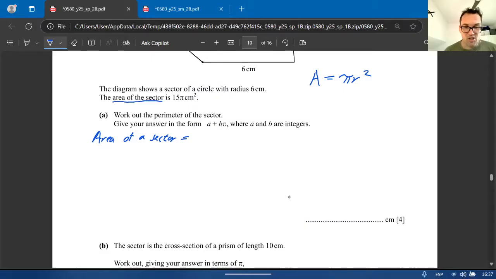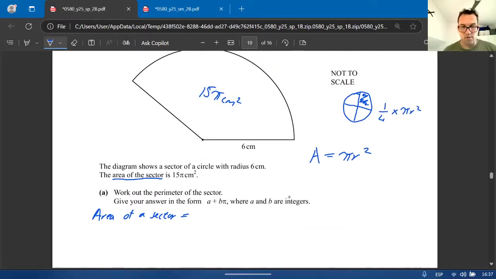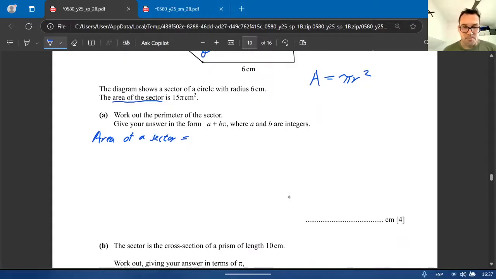It is the fraction of the whole circle. How do we know what fraction this is? Well, this is all about the angle here, which they like to call theta, the Greek theta. That angle gives the fraction of the whole pizza you have, times pi r squared.